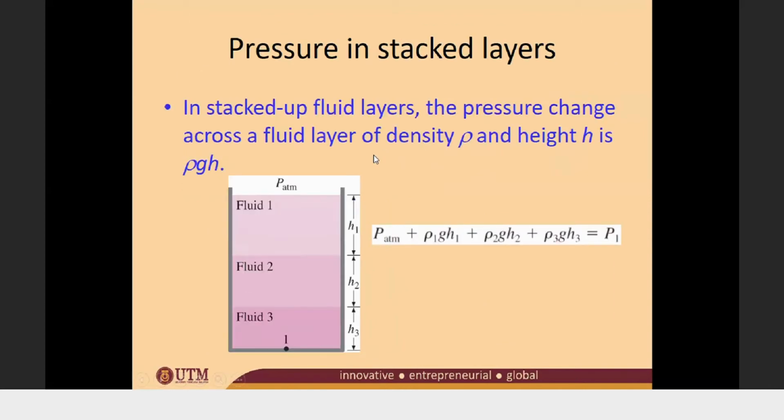So in a stack of layers of fluid, let's say you have fluid 1, fluid 2, fluid 3. The pressure here is actually P atm plus the pressure by fluid 1, by fluid 2, and by fluid 3. So rho 1 g h1, rho 2 g h2, and rho 3 g h3. Okay, so this is P1, right? So you sum up the hydrostatic pressure of that liquid.